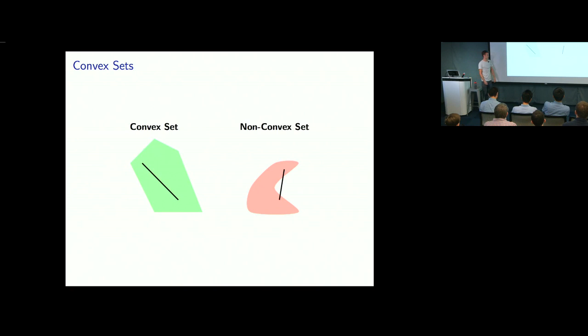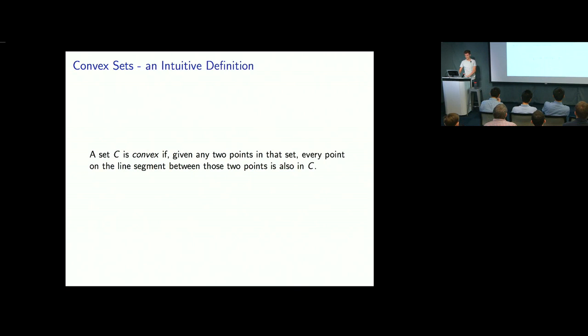A set, pretend this is a set of numbers in R2, or the plane. So I just draw a little box and these are the numbers. A set is convex if you can take any 2 points in the set and draw a line between them, and all the points in that line segment are in the set. So this set is not convex, because if I take these 2 points and draw a line between them, these points are not in the set.